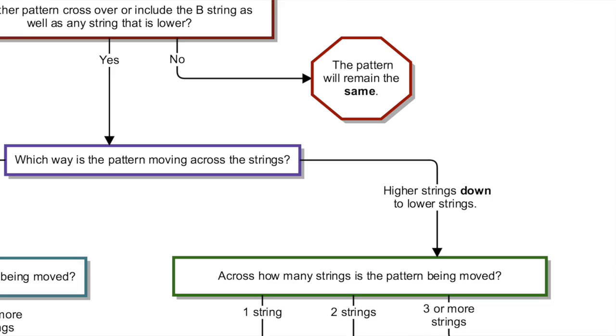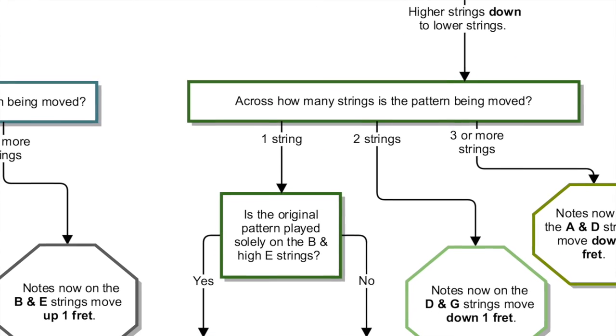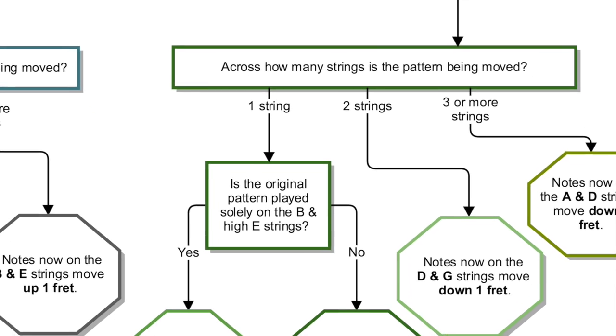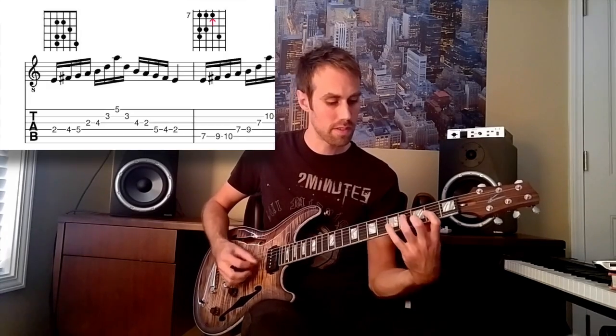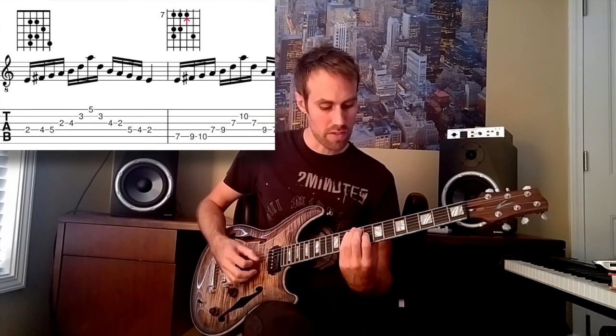Across how many strings is the pattern being moved? It's across one. Again, is the original pattern played on just the B and the E strings this time? No, absolutely not. The note on the G string will move down one fret. So we've got that first pattern, and we take this and we move whatever's on this string down one fret.